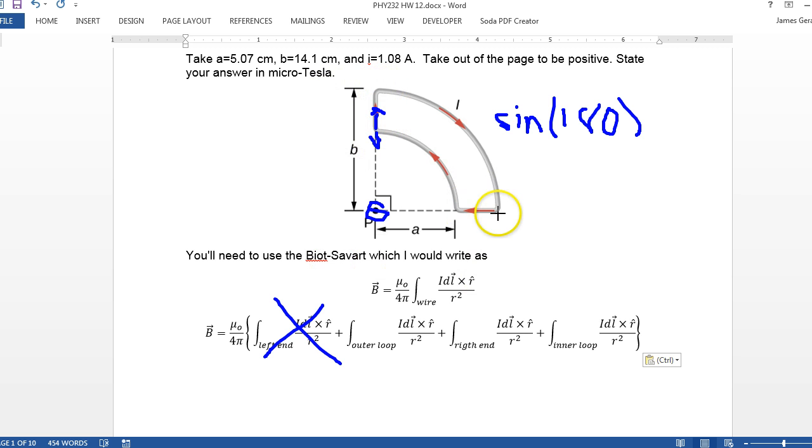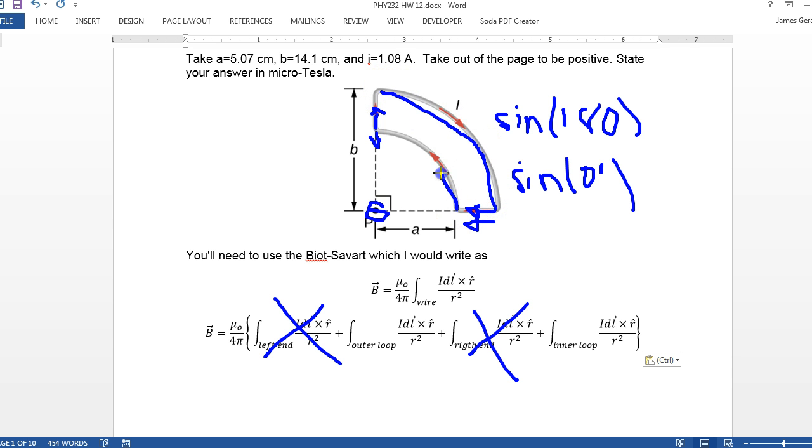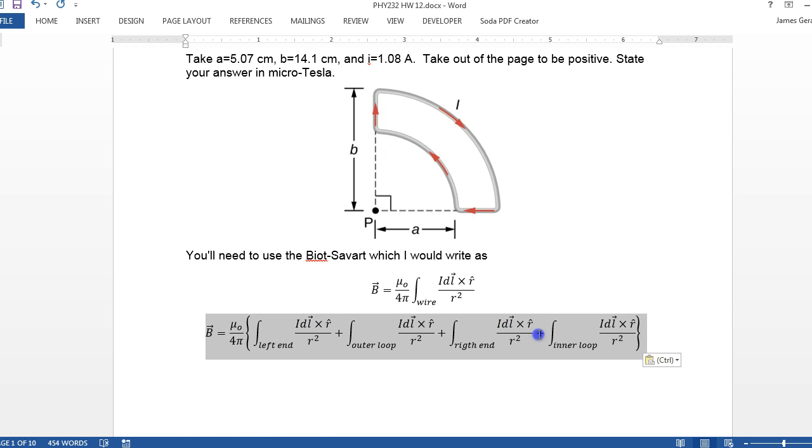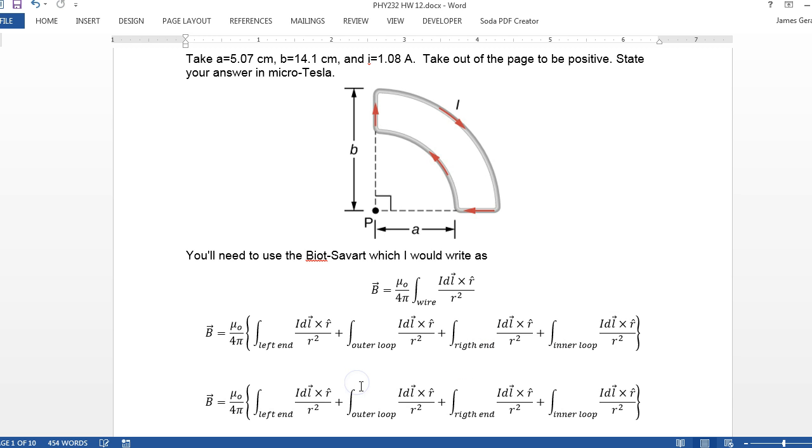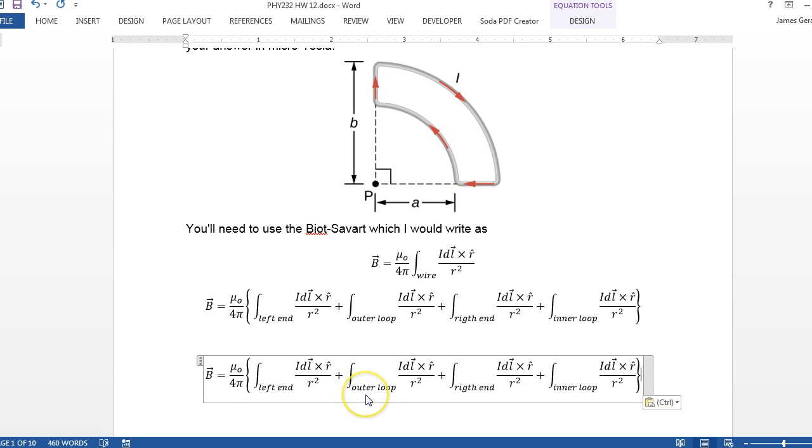And if we go over here, dl is in that direction. Well, r hat is also in that direction. Now we're looking at the sine of 0 degrees, also 0, and so we've eliminated that term. So we've eliminated two terms from this integral, and all we have to worry about is the integral along the outer loop and the inner loop. So I'm going to copy, paste, delete terms.